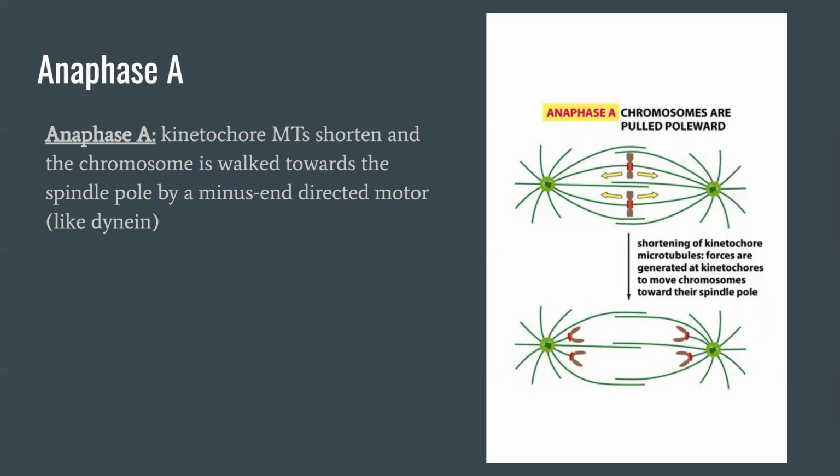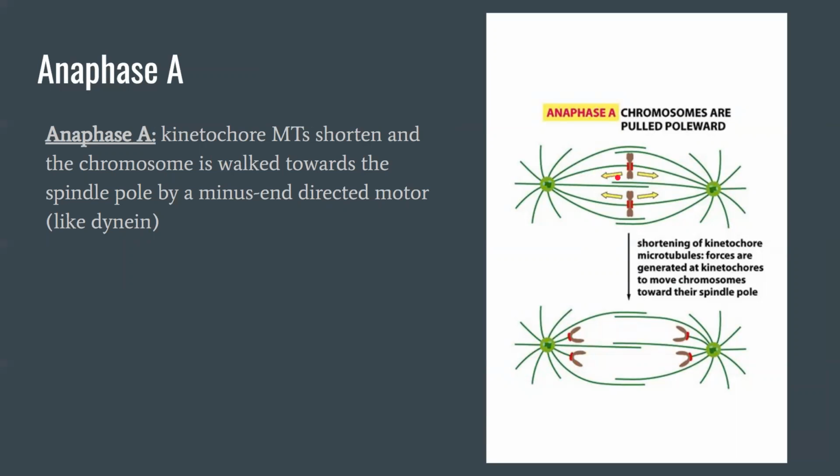There are two types of anaphase: anaphase A and anaphase B. Some cells do both at the same time. Some will do one and then the other. I'm not entirely sure of the specifics, but you just need to know that anaphase A is when the chromosomes are pulled apart by shortening kinetochore microtubules. So basically the kinetochore microtubules attached to the sister chromatid kinetochores shorten. So they pull the sister chromatids apart.